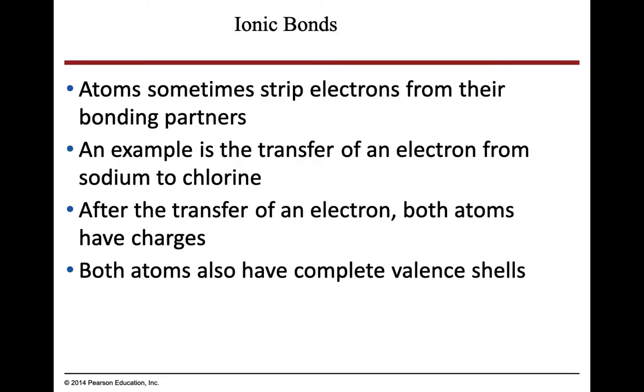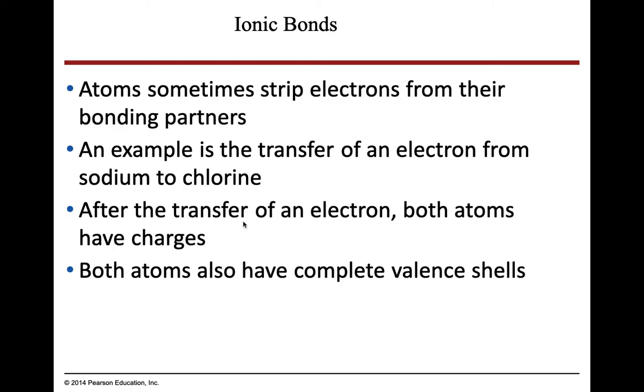Now, the last type of bond that we can talk about are ionic bonds. And this is where there is such a strong difference between atoms' electromagnetic attraction to electrons that one atom is going to lose an electron or more, and another atom is going to gain 1 or more electrons. And we see this with something like sodium and chlorine forming table salt.